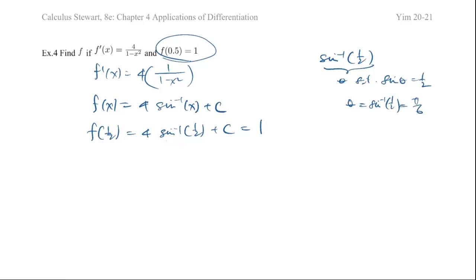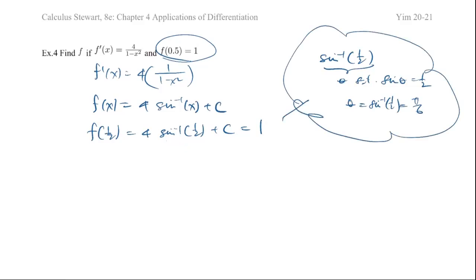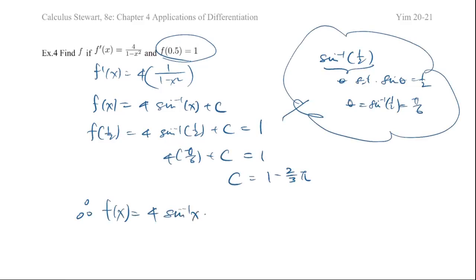Okie dokie. All right. So you should be thinking this, or you could explicitly write it out, right? And when you do that, what we have here is 4 times pi over 6 plus c is equal to 1. Therefore, c is 1 minus 2/3 pi. Therefore, f of x is equal to 4 inverse sine of x plus 1 minus 2/3 pi. Okay. All right, guys. And you need to show pretty much every step that I just showed you.